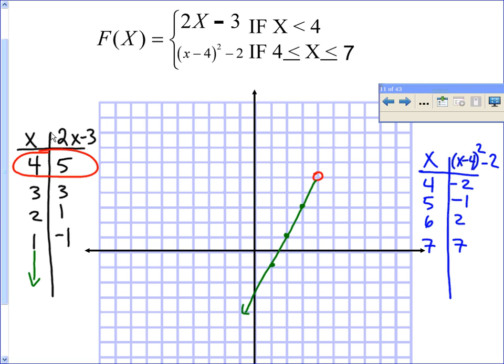We have 4, negative 2, and 5, negative 1, 6, 2, and 7, 7. You can see that it looks like it's part of a parabola. So this is the graph of our piecewise function here. And a quick review of this: we have the open circle at this point because it was excluding 4 from that part.